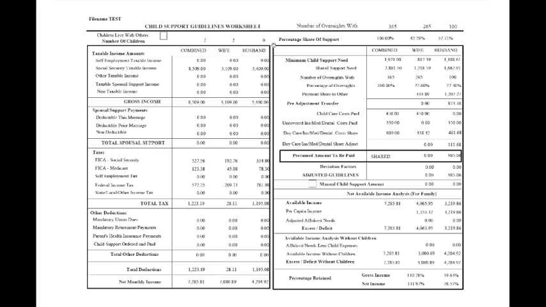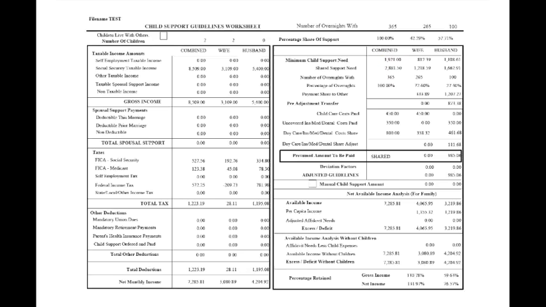Okay, so to review, the only numbers input on the left side of the screen were the number of children, the income of the wife, and the income of the husband. Nothing was input as any alimony payment made by either party. The taxes are calculated automatically, and there are no other deductions used. The numbers here at the bottom are also automatically calculated, and that gets us to the other side where we initially see the minimum child support need of $1,921.